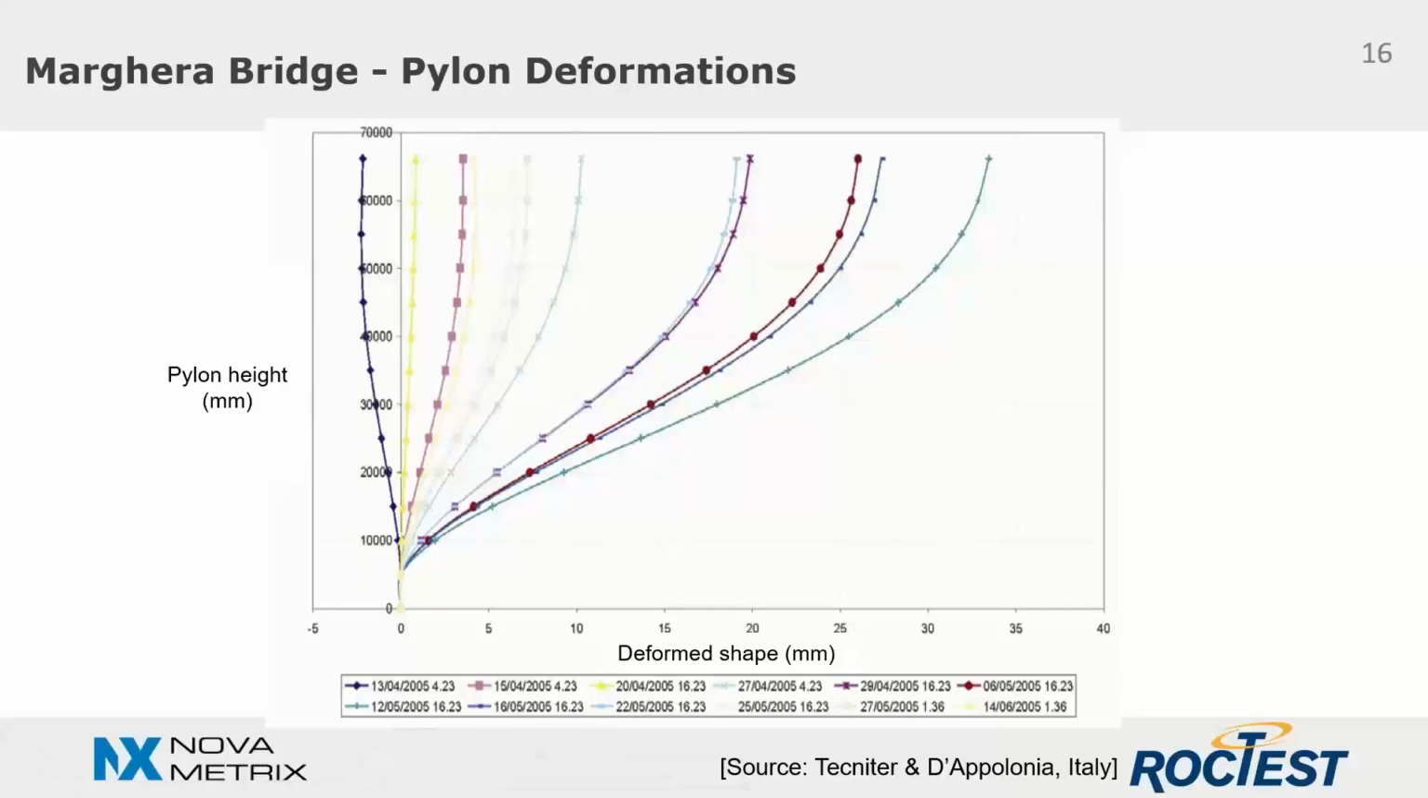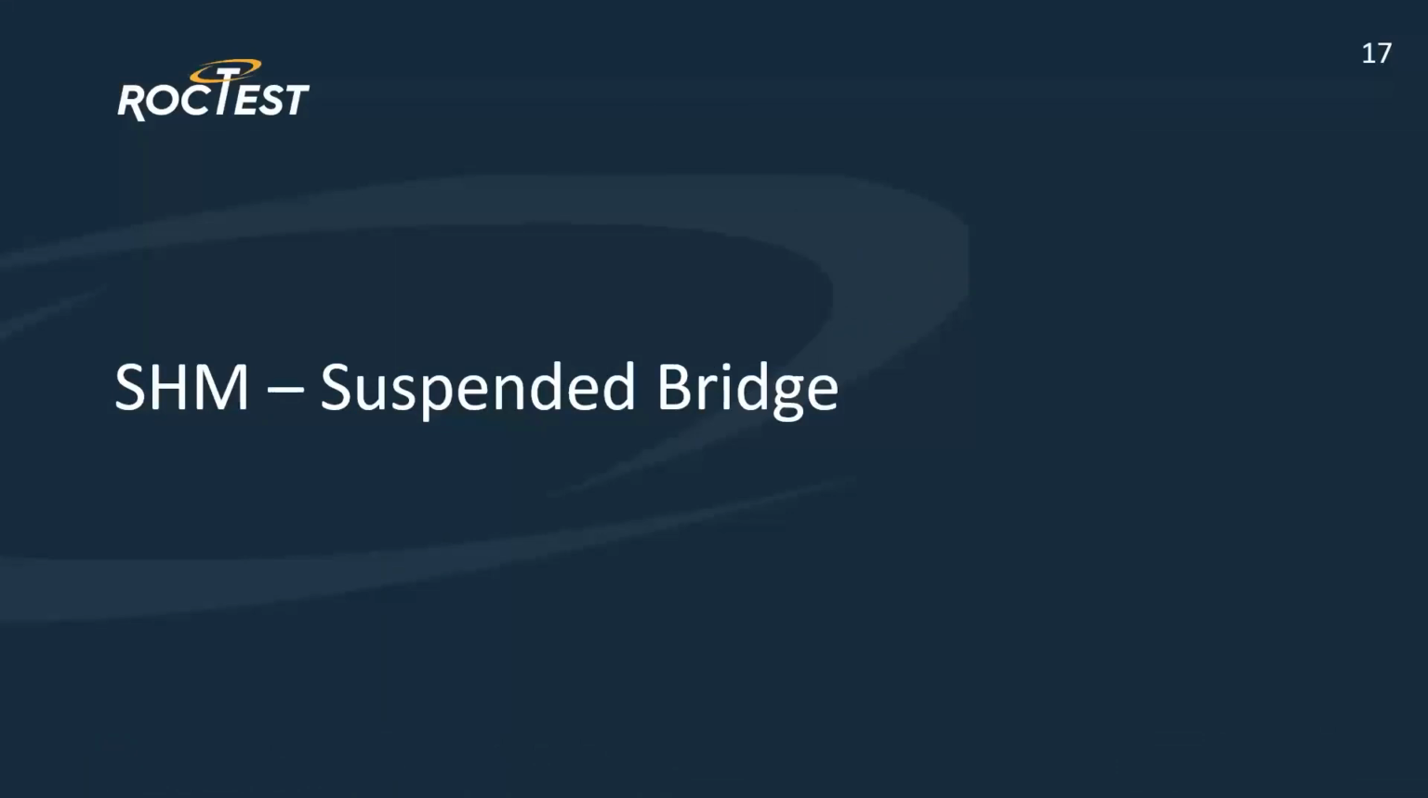So let me say, for information, that the total cost of the monitoring system of this bridge, including the installation, was of the order of 1.75% of the total construction cost of the bridge.